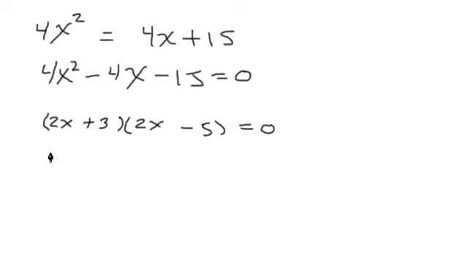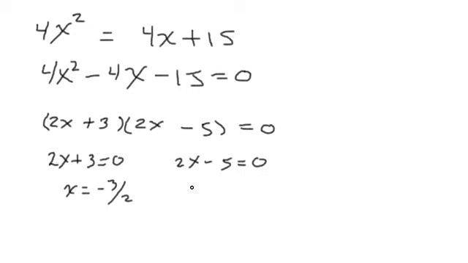So this becomes 2x plus 3. Set that equal to 0. X ends up being negative 3 halves. Then we want to set 2x minus 5 equal to 0. And that becomes x is equal to 5 halves.